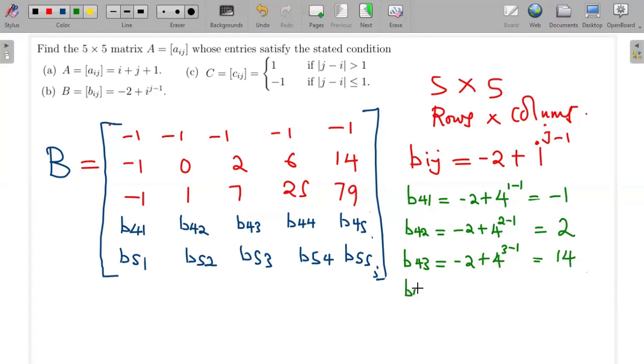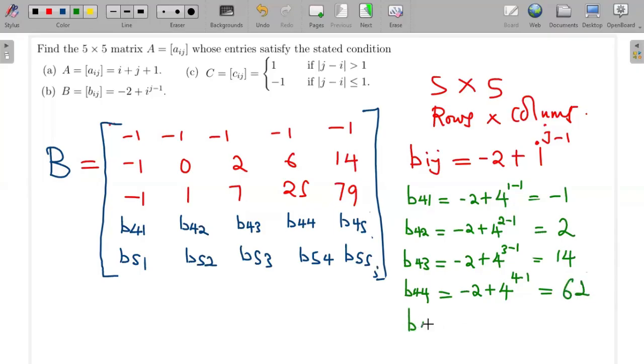Okay, what about B4,4? B4,4 will be minus 2 plus 4 to the power 4 minus 1. Okay, 4 minus 1, so this would be like 4 to the power 3, right? So 4 to the power 3 is equal to 64. 64 plus minus 2, that would be 62.